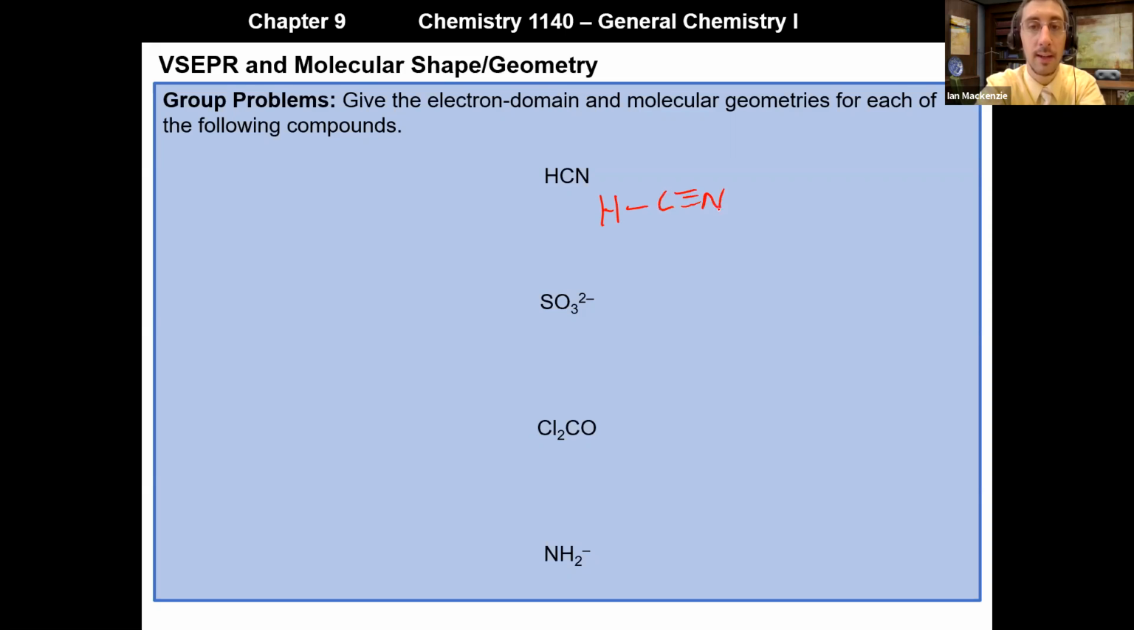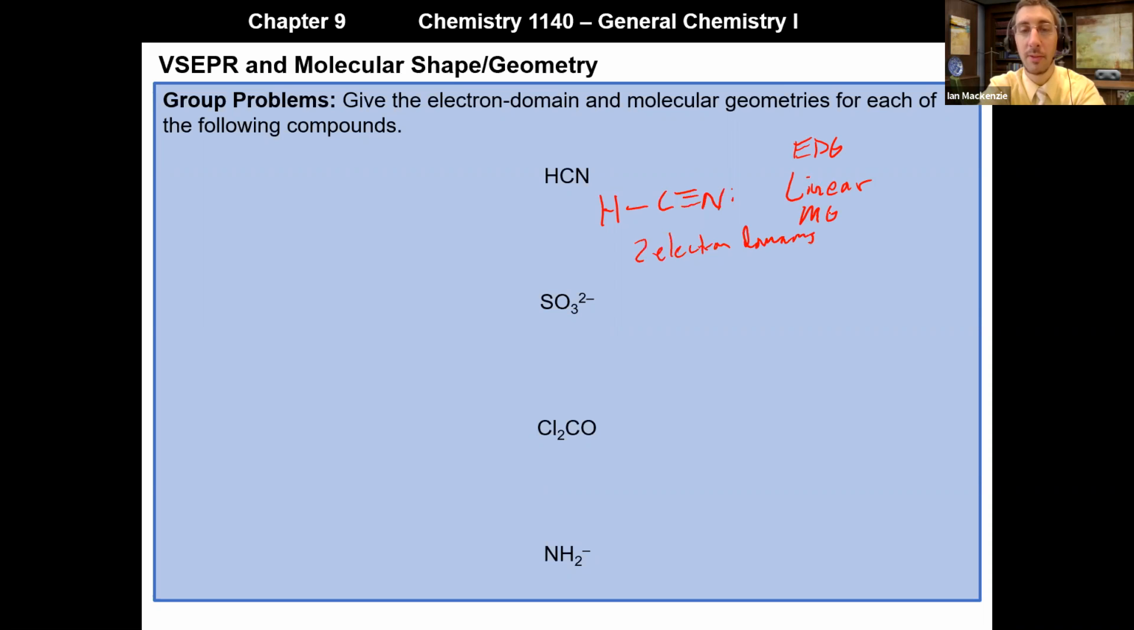So HCN, if I draw this out, and look only at the central atom, carbon, I'll notice that it has only two electron domains. They're both bonding. I have a single bond and a triple bond. And so my molecular geometry is going to be the same as the electron domain geometry, and I would simply refer to this as being linear for its molecular geometry and its electron domain geometry. So I'll write EDG for electron domain geometry and MG for molecular geometry.